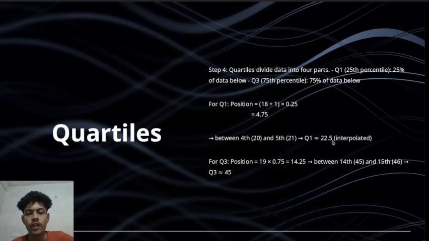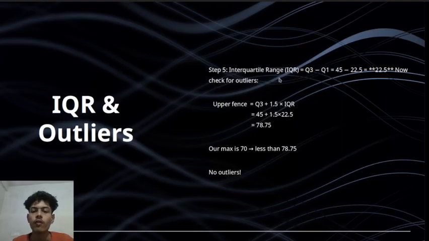That is for the first quartile. For the third quartile, we multiply 19 by 0.75 for the 75%. This is for 25% and this is for 75%, and we get the answer approximately 45 for the third quartile. Now we check the interquartile range, that is the third quartile minus the first quartile, that is 45 minus 22.5, an approximate value.